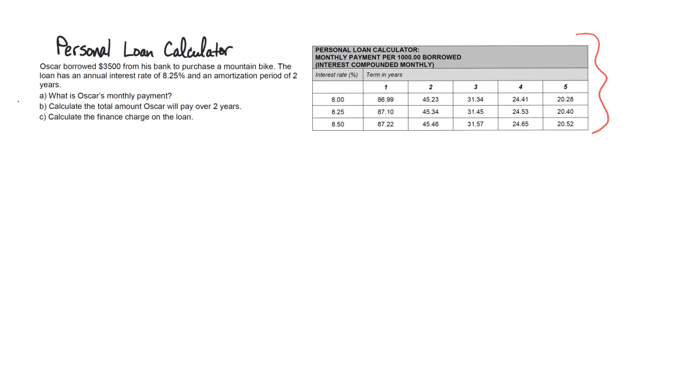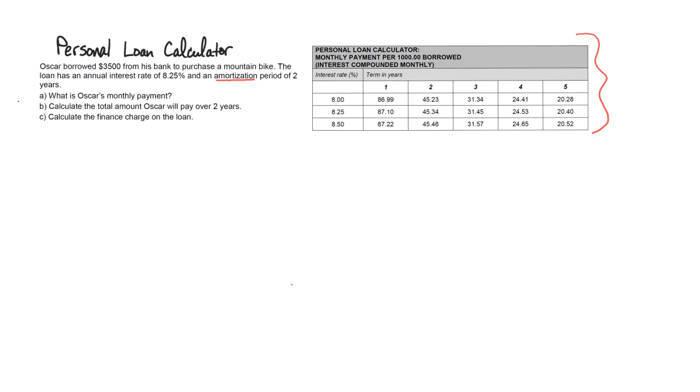Okay, our first example says Oscar borrowed $3,500 from his bank to purchase a mountain bike. The loan has an annual interest rate of 8.25% and an amortization period of 2 years. Remember, this word amortization is just talking about the years that he's chosen to pay off his loan. So in this case, the year is 2 years.